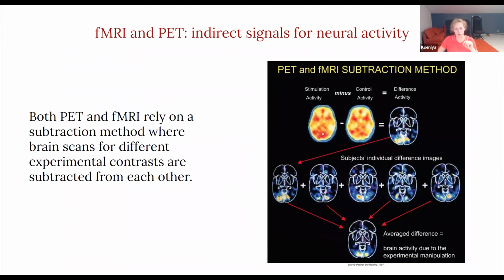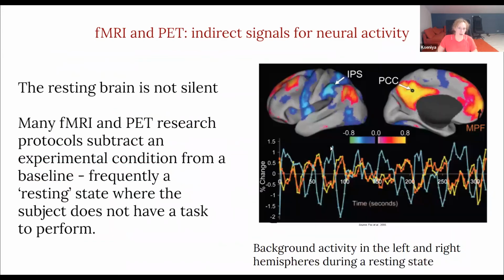Both PET and fMRI rely on a subtraction method where brain scans for different experimental contrasts are subtracted from each other. A frequent condition for... Okay, can you please come back to the last slide and say again what it was about?